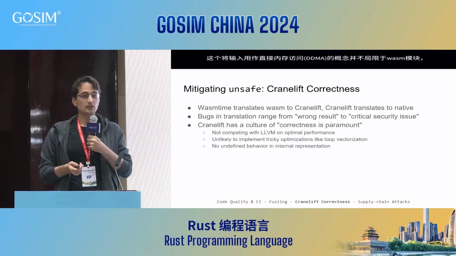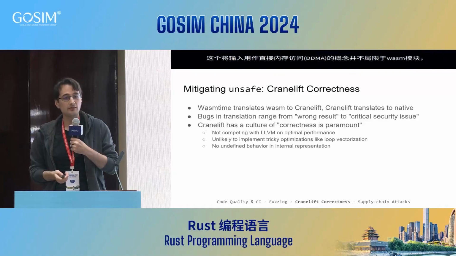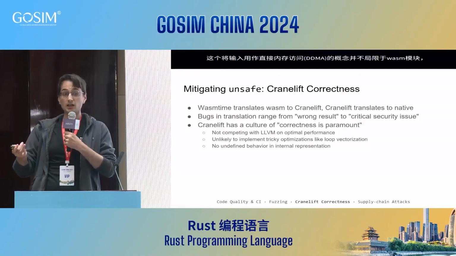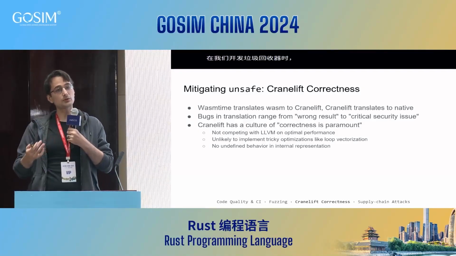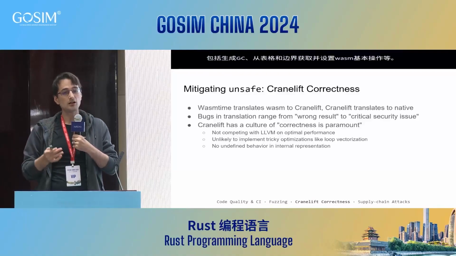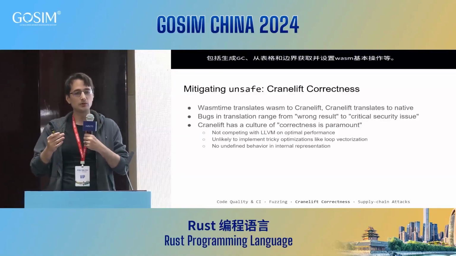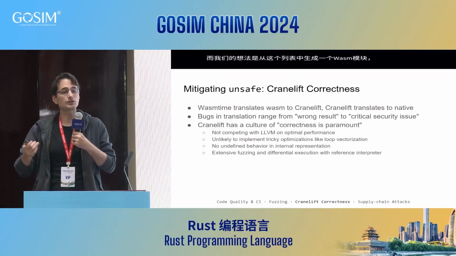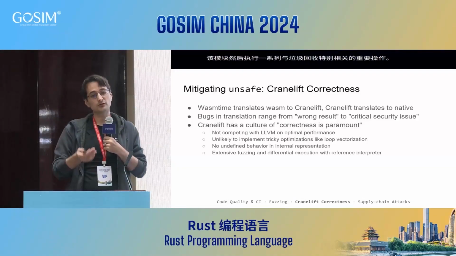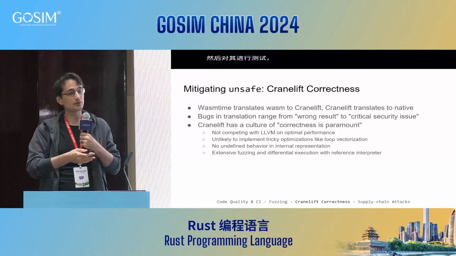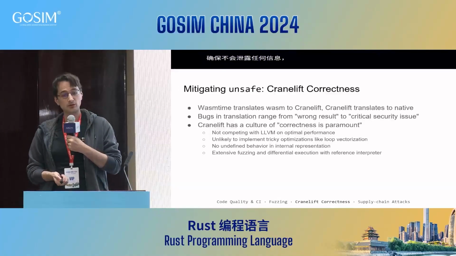Another difference is that CraneLift does not have any undefined behavior in its internal representation. This is in contrast to LLVM, which has a lot of undefined behavior and is often a source of bugs, as the producer and the backend of the IR might differ a little bit in terms of who is expecting what from which operation. And then finally, we also have a pretty extensive suite of fuzzers for CraneLift itself, doing differential execution against a reference interpreter and the backends that CraneLift is generating code for.